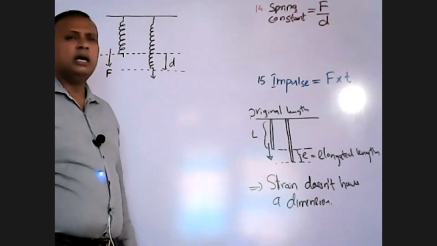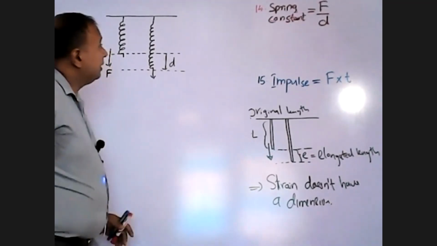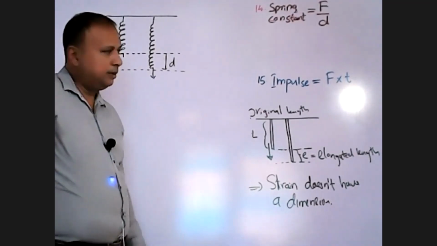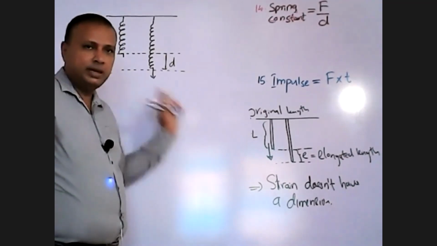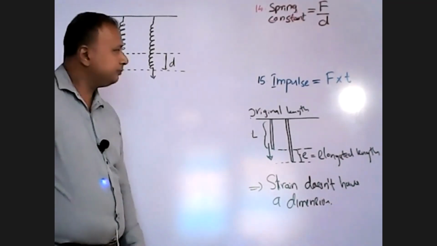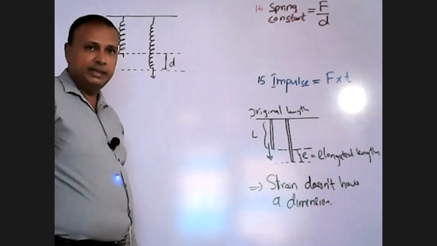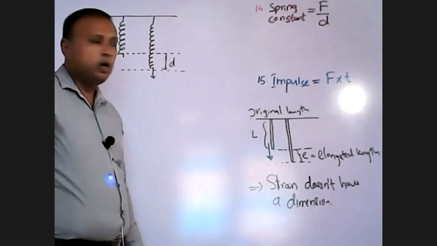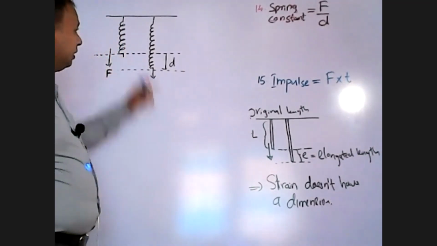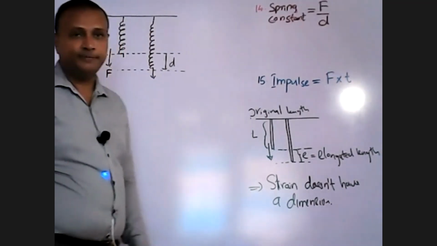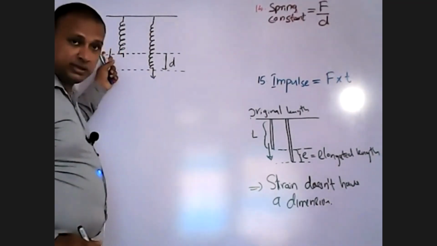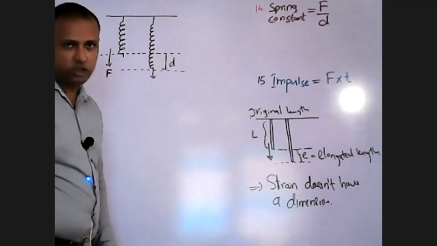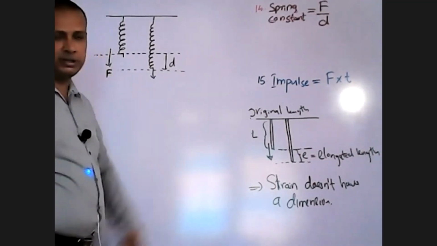So the spring constant is equal to F over D. You will learn this later, but until then you have to get some basic understanding of what this is about. F means the force applied, D means the displacement or elongation under this force.